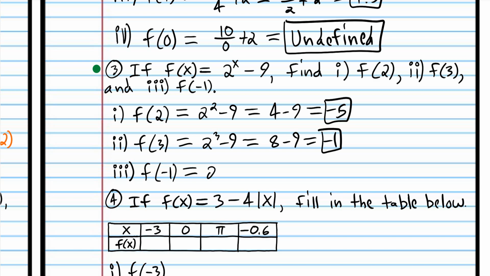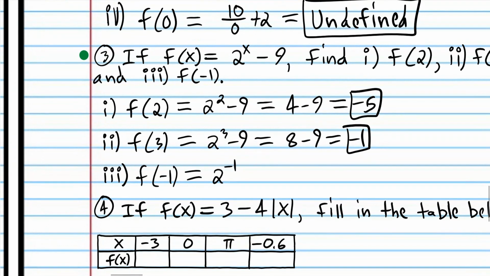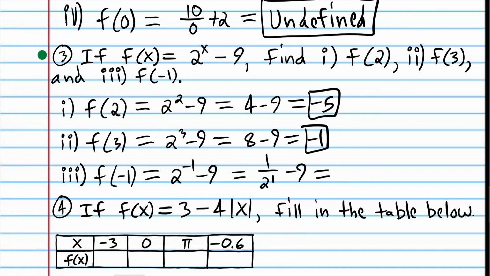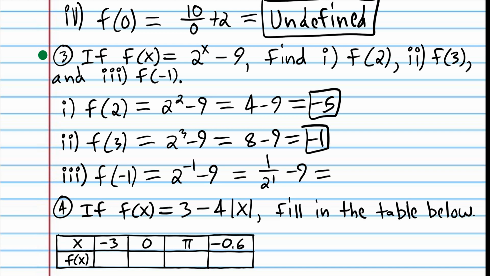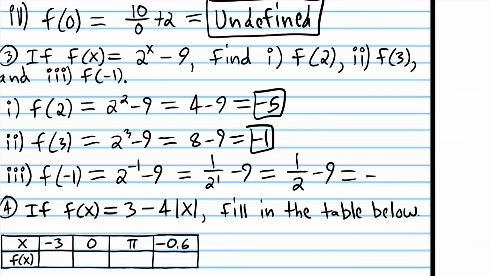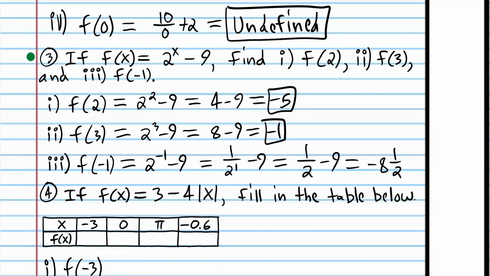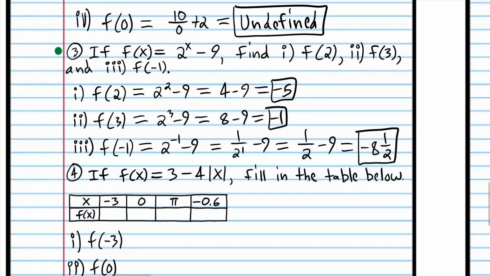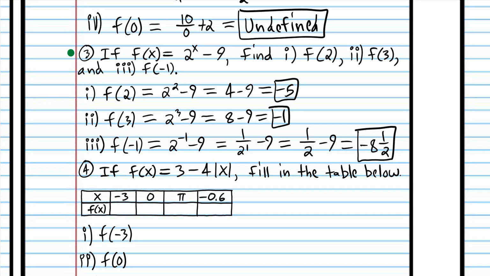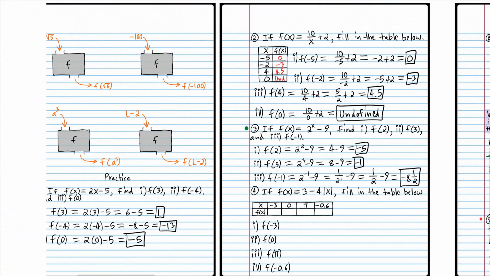F of negative 1. Now we have to use an exponent rule. So that is exponent rule number 8. Then we have to use rule number, I believe it's rule number 6 if I remember correctly. Anything raised to the first power is just whatever the number is. And then we have negative 8 1/2, or you can say negative 8.5. It doesn't really matter if you write it as a fraction or a decimal. So if you got those answers, very good.